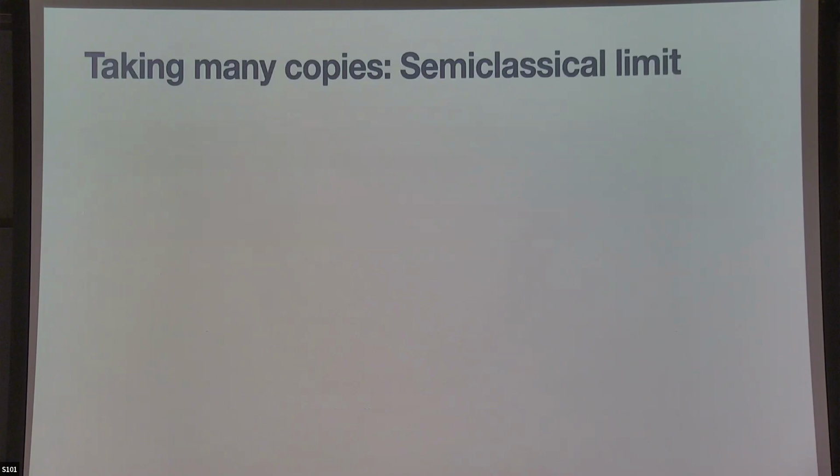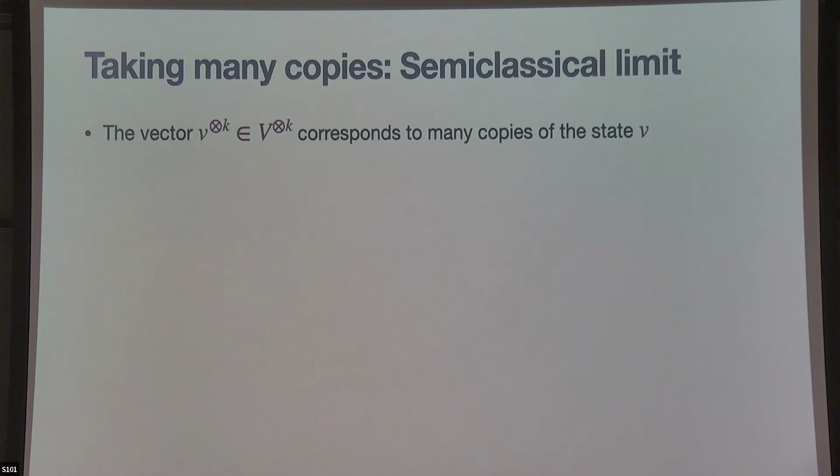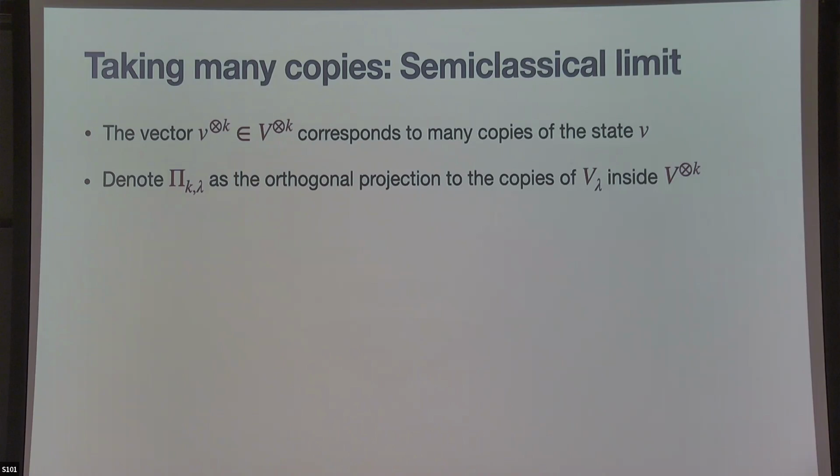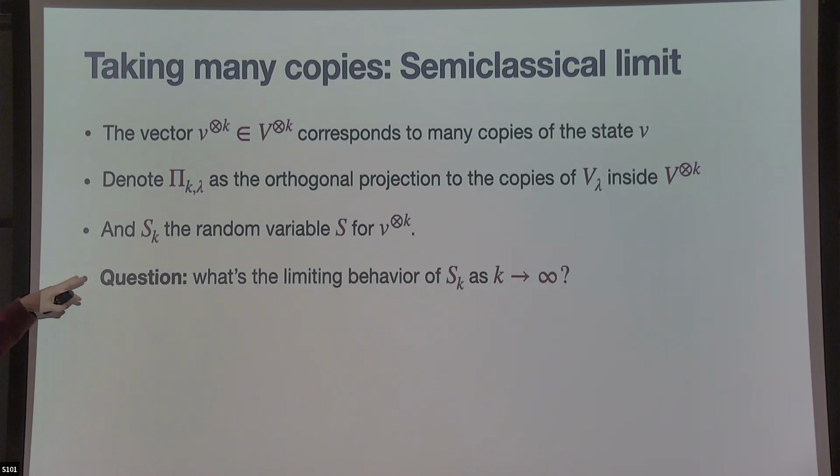And then this slide, I'm just going to explain the same thing, except if you have many copies. If you think of this vector as a quantum state, if you take tensor powers of it, that corresponds to taking a bunch of copies of it. You can just do the same thing as I did on the last slide, except you add a k, which indicates that instead of being inside V, we're inside V tensor k. Okay. And the overall question of this part of the talk is, what's the limiting behavior of this random variable as k goes to infinity?